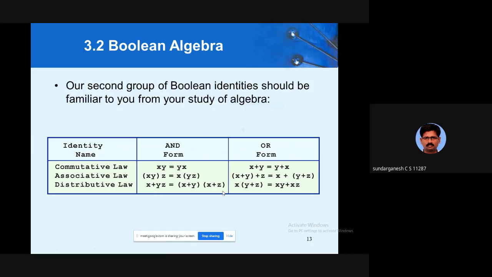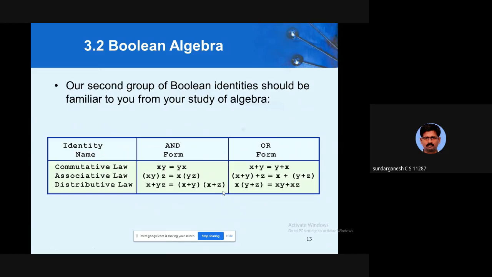So this is another Boolean identity. You should be very familiar with it from studying algebra. So xy can be written as yx. X plus y equal to y plus x. Xy into z, you can group any of them. In xyz, on the left first xy is grouped. On the right hand side, yz is grouped. So you can group any variables.